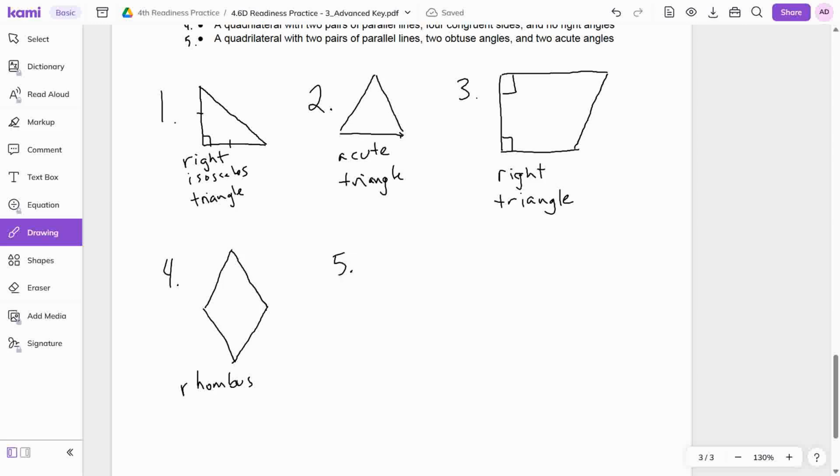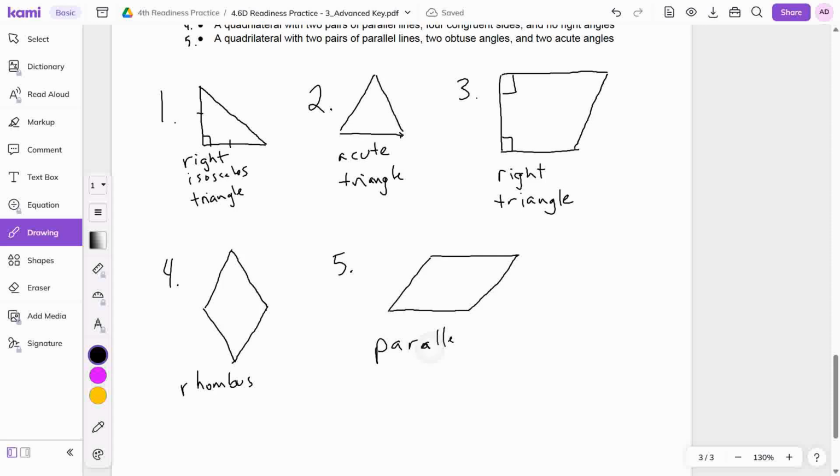Now we have 5, a quadrilateral with two pairs of parallel lines, so it's another parallelogram. Two obtuse angles, and two acute angles. So this is just going to be what we would consider a parallelogram like this. See if we can get that drawn there. And so see if we can make that a little bit better. But what we're looking for here is two side lengths that are equal. There we go. And we're just going to call this a parallelogram because it's got the two acute angles, the two obtuse angles, and then it's got opposite sides that are parallel.